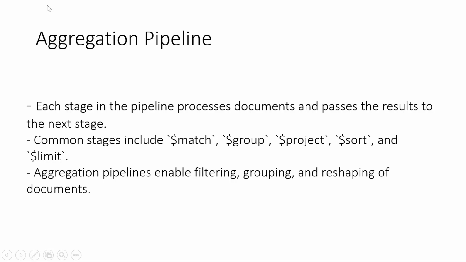Aggregation pipeline is a powerful tool in MongoDB for data processing and analysis. In order to understand aggregation pipeline, the first point explains it well. Each stage in the pipeline processes documents and passes the results to the next stage. In this video, we will cover basic stages like match, group, and project. So without any delay, let's move towards an example to understand more about aggregation pipeline.